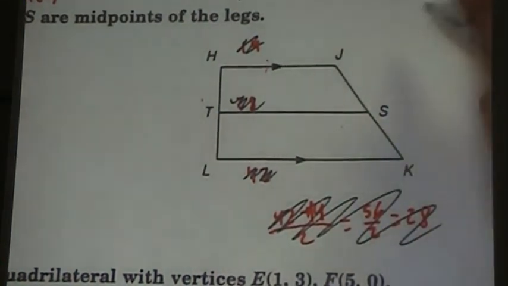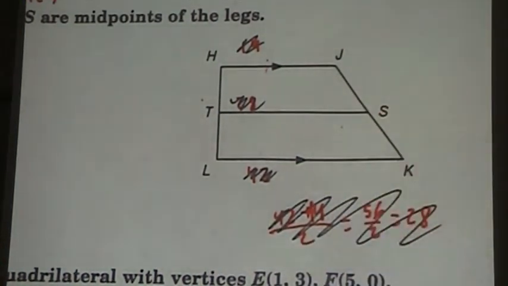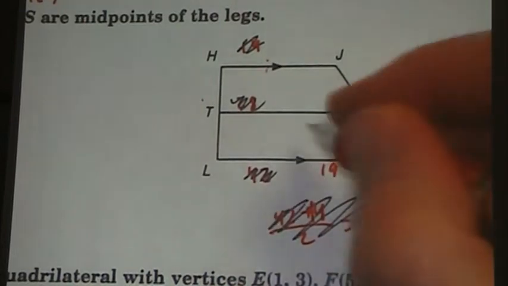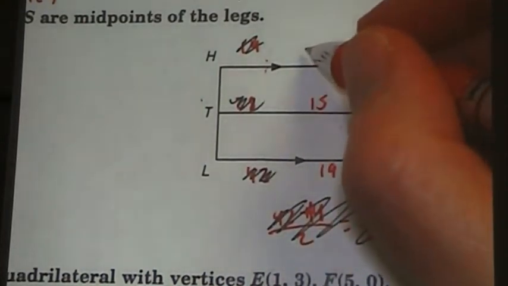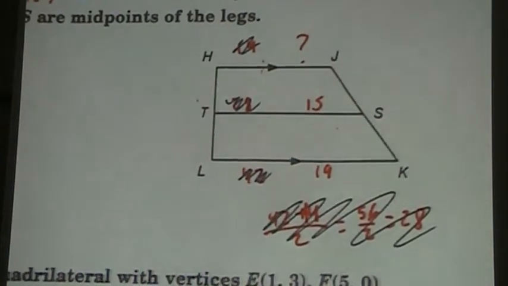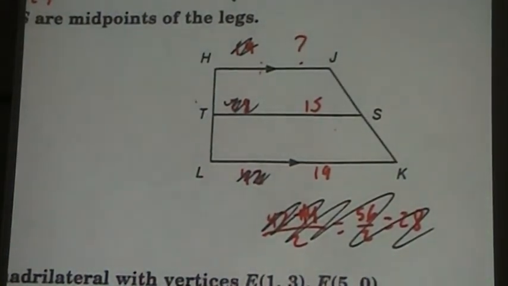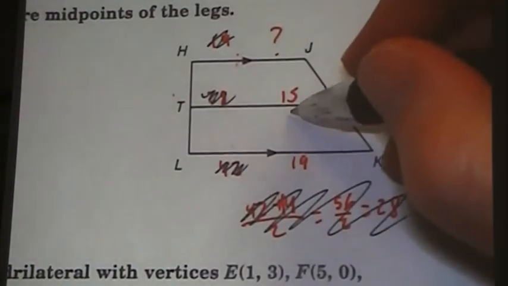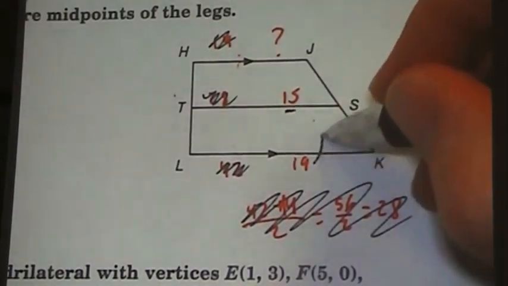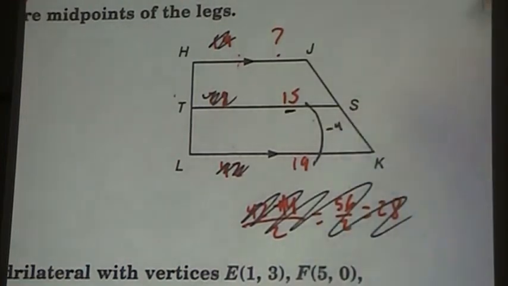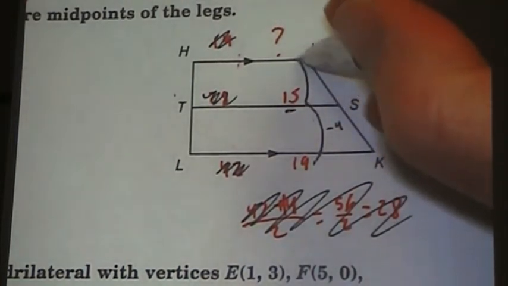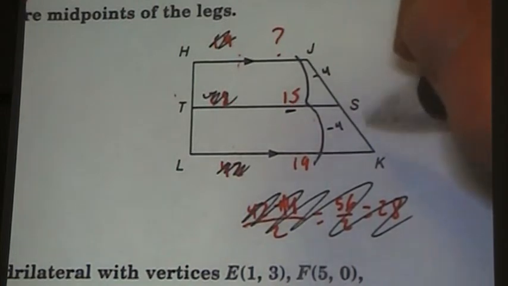And say, well, what if LK equals 19? ST equals 15. What's HJ? Well, here's how I do it. I know this is in the middle. What's the jump from 19 to 15? Minus 4. Repeat the jump. What's 15 minus 4? 11.